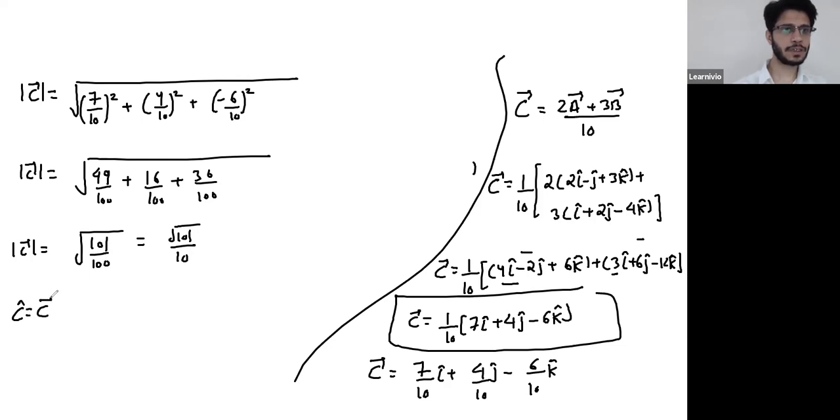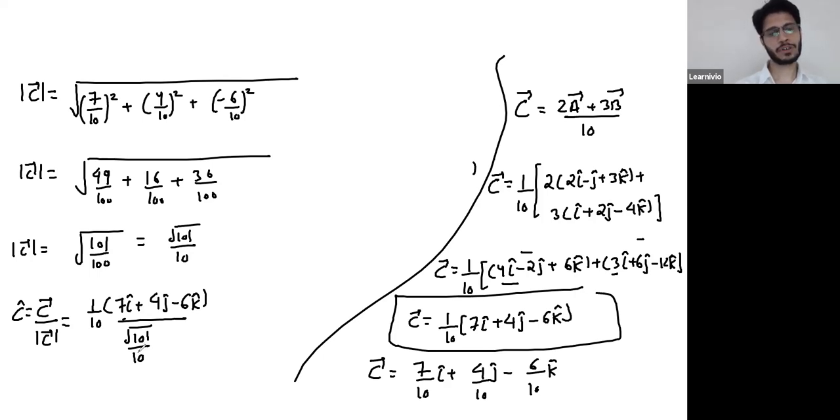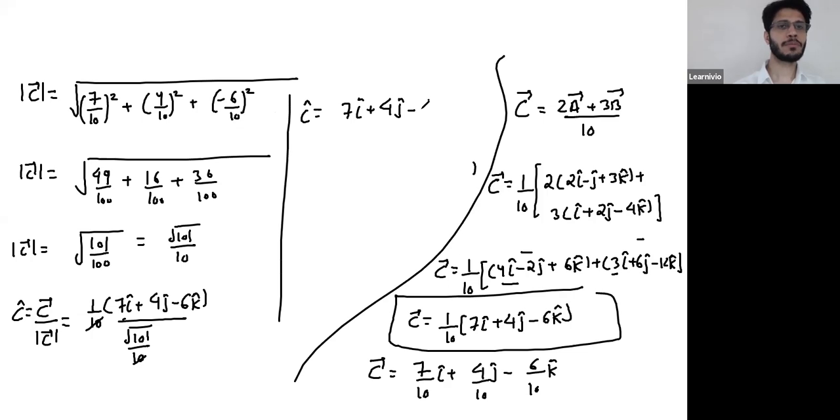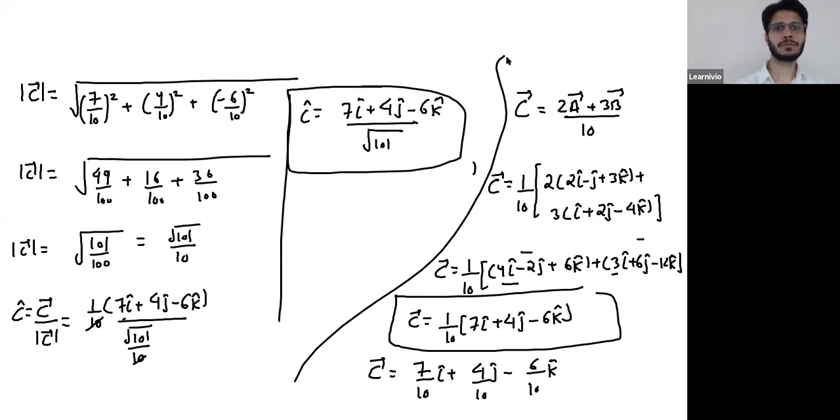The unit vector of c is its vector divided by its magnitude. So this is 1 by 10, 7i cap plus 4j cap minus 6k cap, divided by the magnitude, which is root over 101 by 10. So this 10 will come to the numerator, so it will cancel this 10. So your c cap is 7i cap plus 4j cap minus 6k cap, divided by root over 101. Is it clear? Yes, sir. So almost all were getting the right answer.